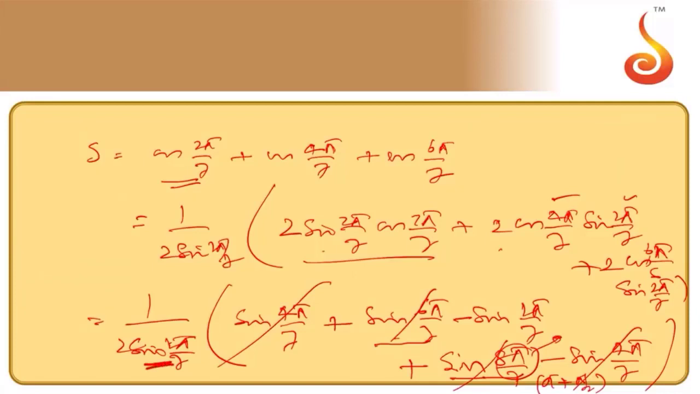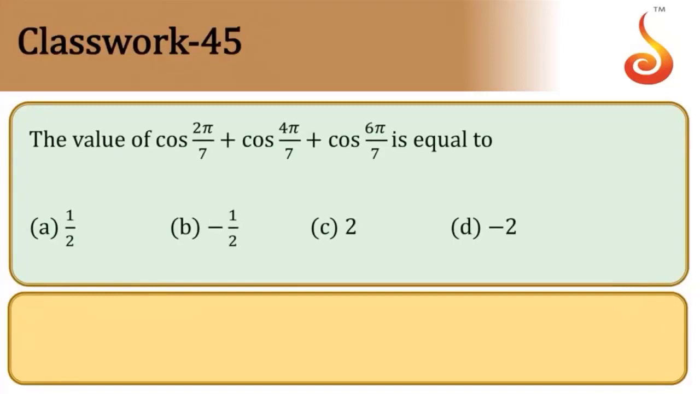So we are left with sine 2 pi by 7, sine 2 pi by 7. And that equals 1 by 2 times sine 2 pi by 7 into minus sine 2 pi by 7. So the answer happened to be minus half. So the answer is equal to minus half.